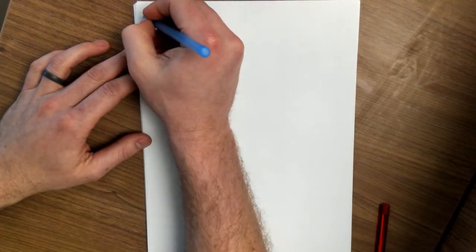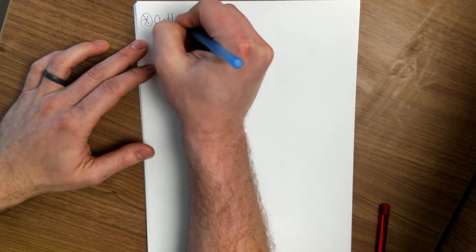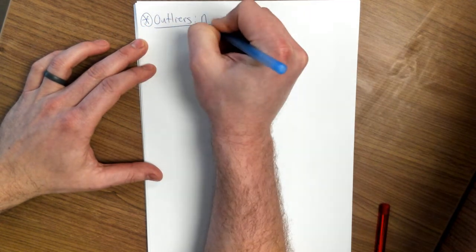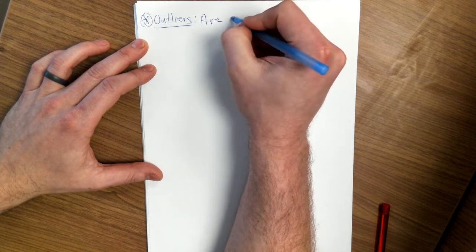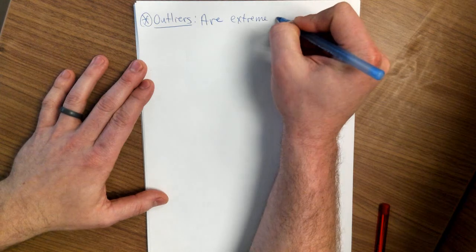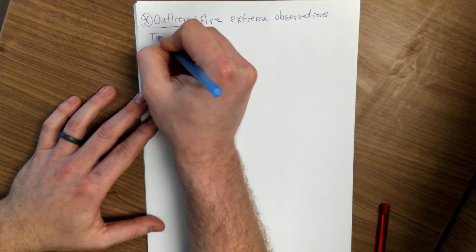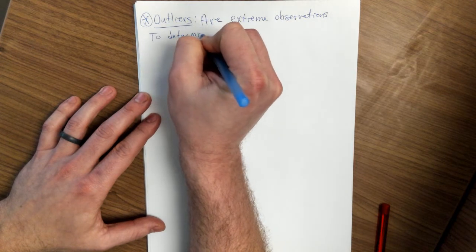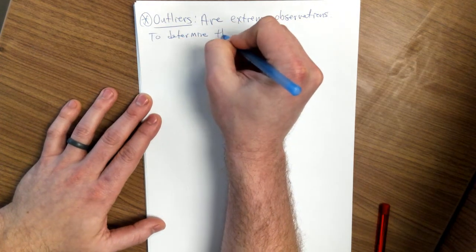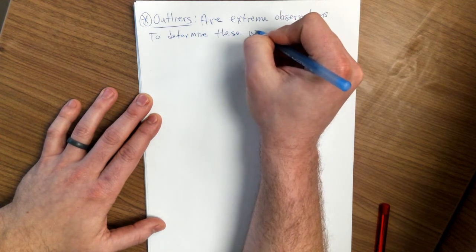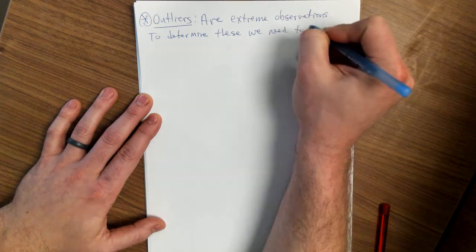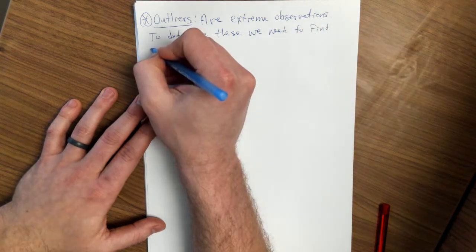So we're going to continue using the same example here. But first we need to define a few things. We need to determine what the outliers are. Outliers are defined simply as extreme values or observations. To determine these, we need to find what are called fences.